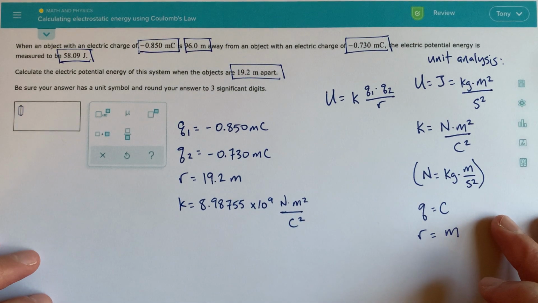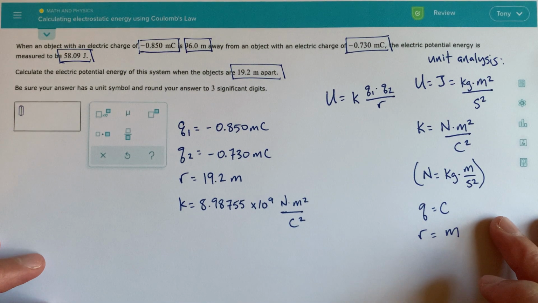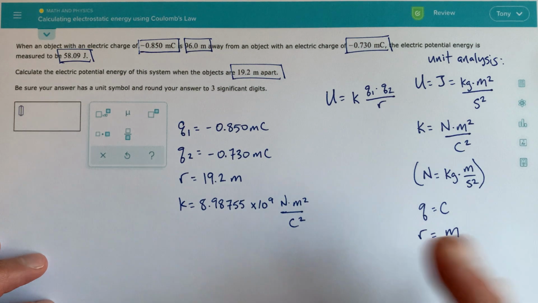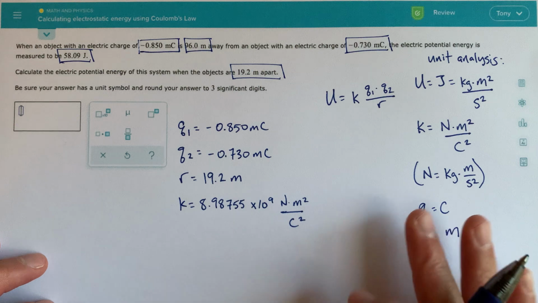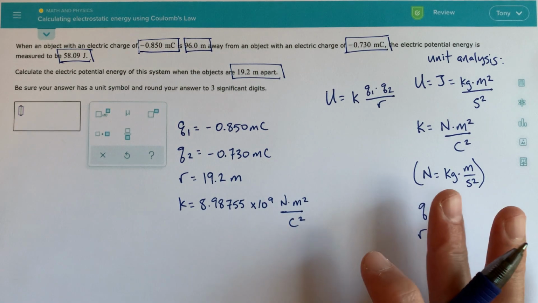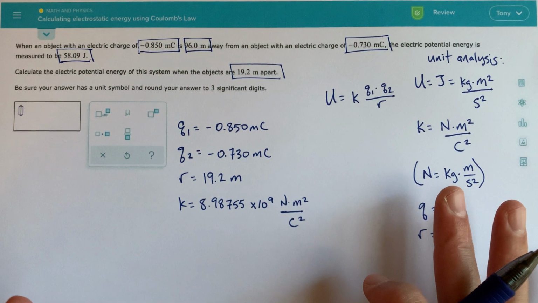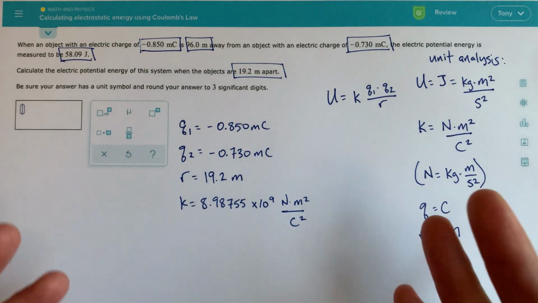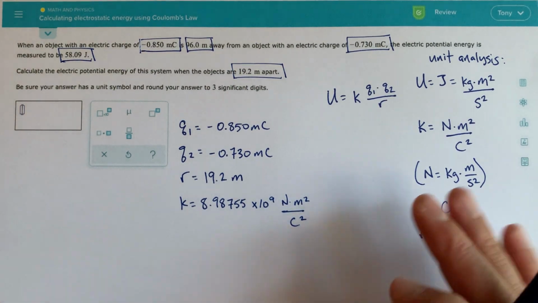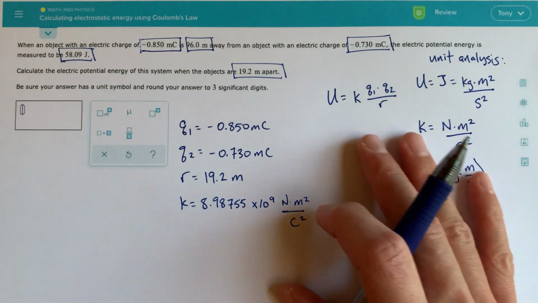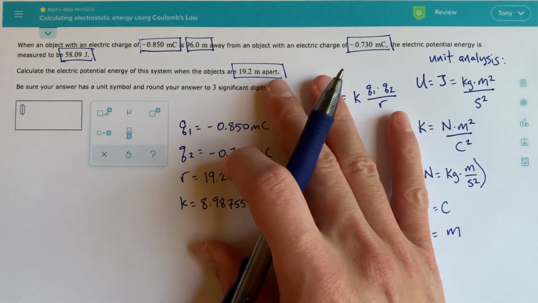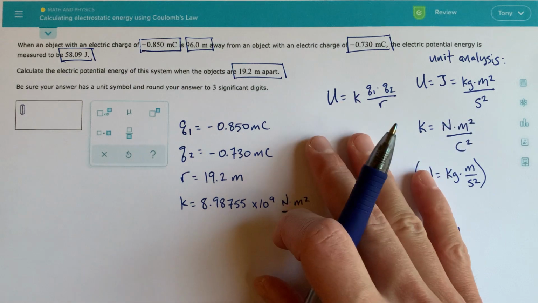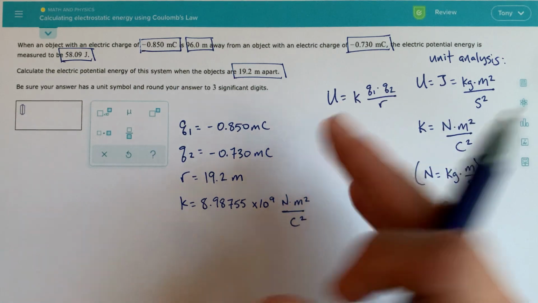So this is one more ALEKS topic called calculating electrostatic energy using Coulomb's law. There's a variety of different ways that we can do this problem. I'm going to show you what I would say is the most straightforward, easiest to conceptualize way to do this problem. Basically, we're going to have to figure out what information is useful for this method, and what information is not that useful.